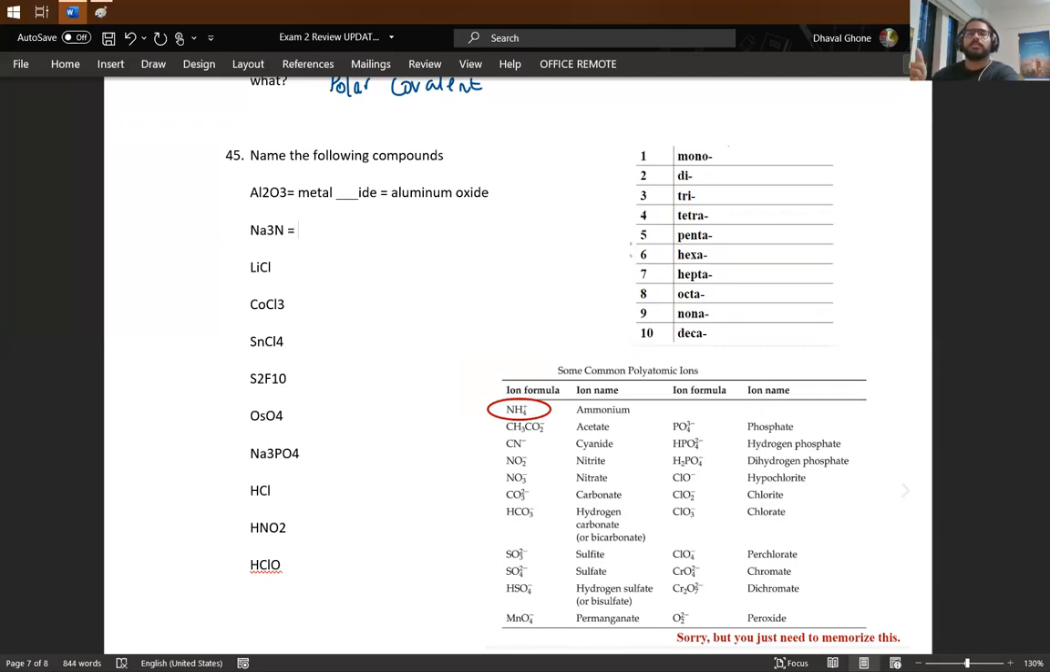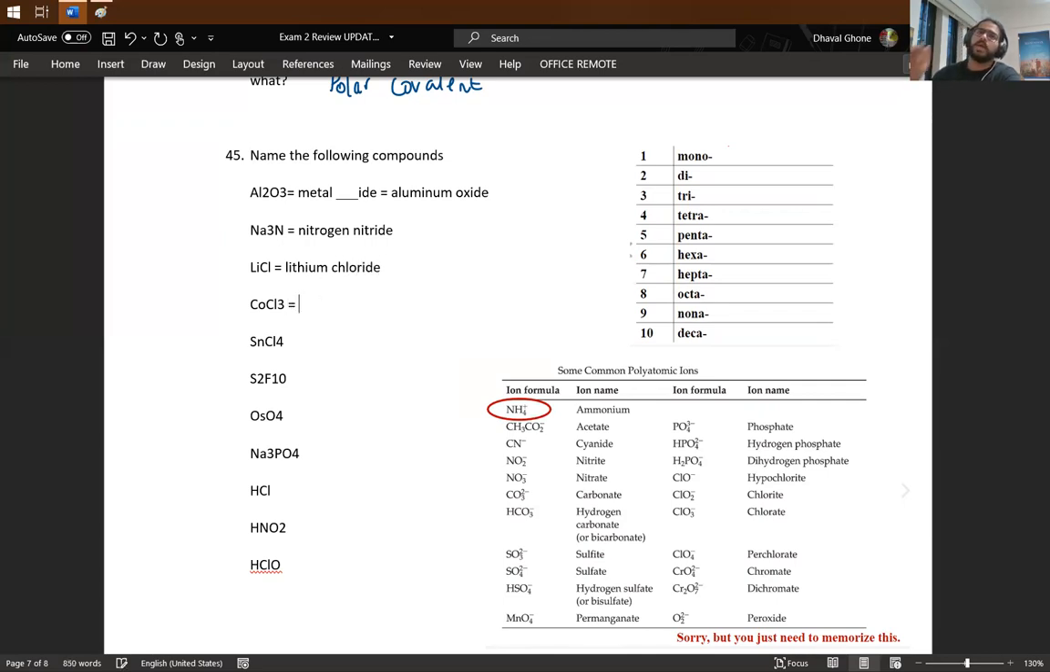Na3N. Na is a metal, N is a non-metal. Again, a metal and a nonmetal with -ide. This will be sodium nitride. Next one is also a metal non-metal ionic compound. This would be lithium chloride.